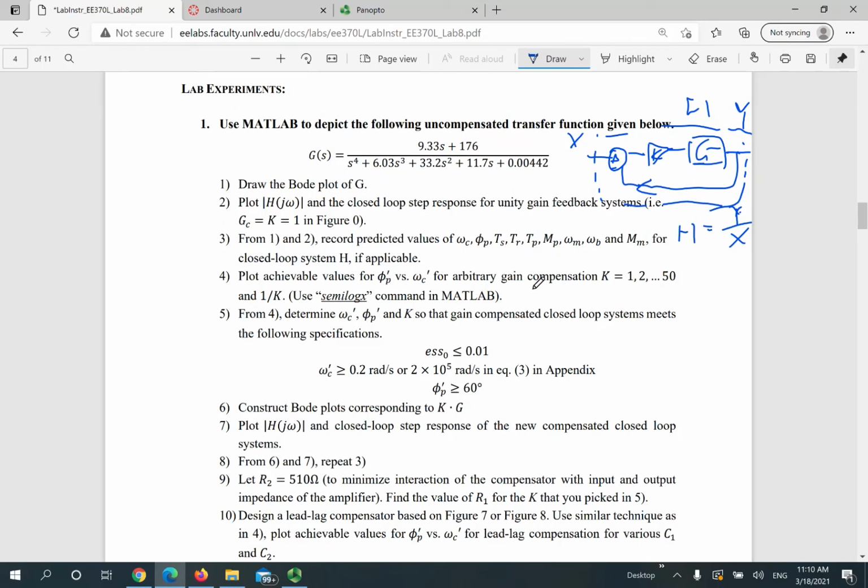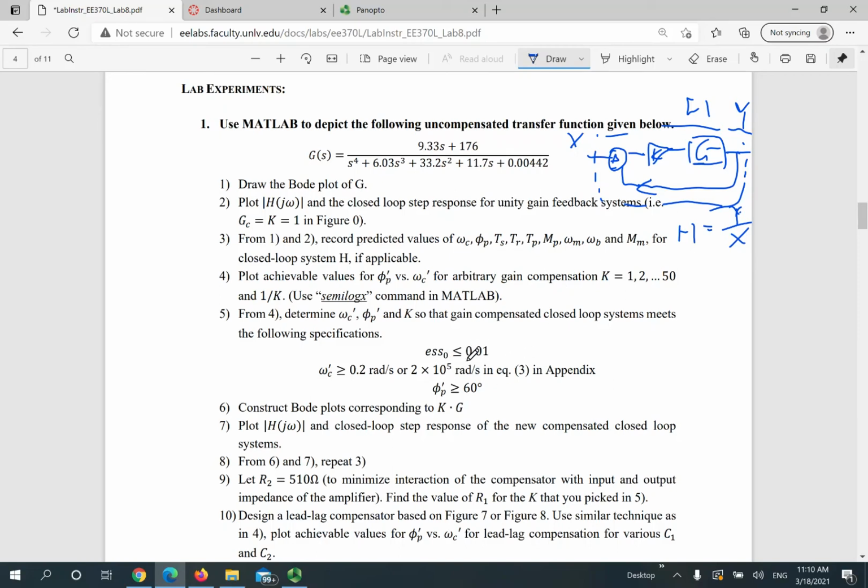Okay, the entire H will be stable. And obviously, if simply K equals 1, neither G or this H will be stable. So we need to find the proper K to make this H be stable. And also, we need to find another K. We need to find a K not only to make it stable, but also meet these requirements.